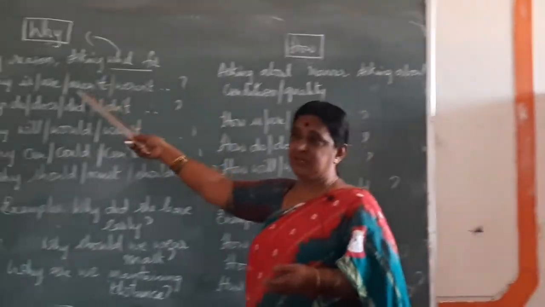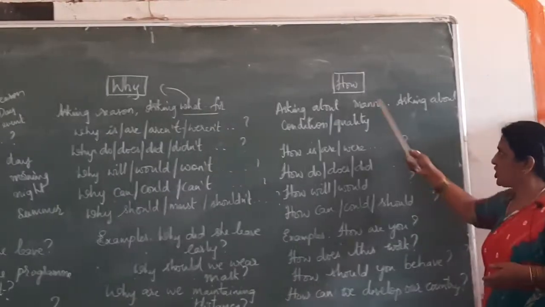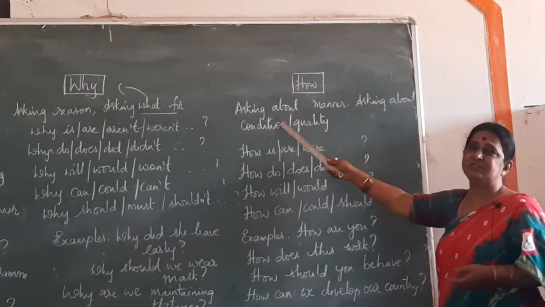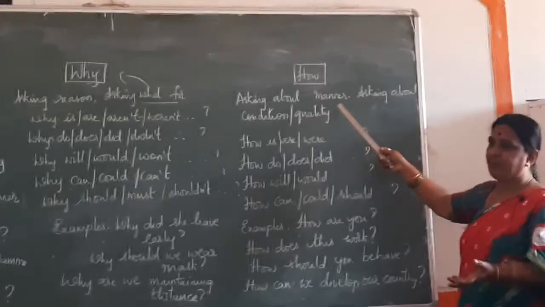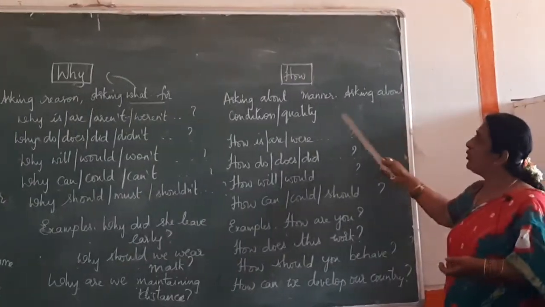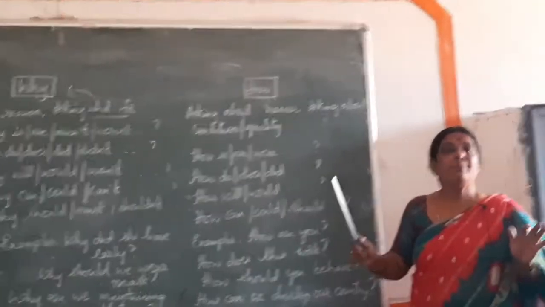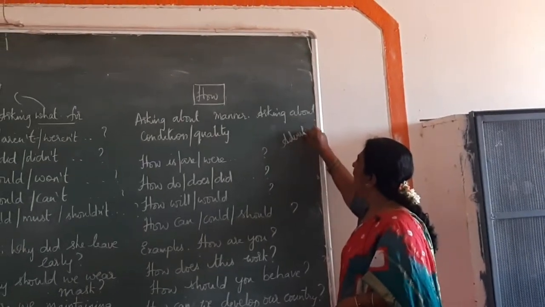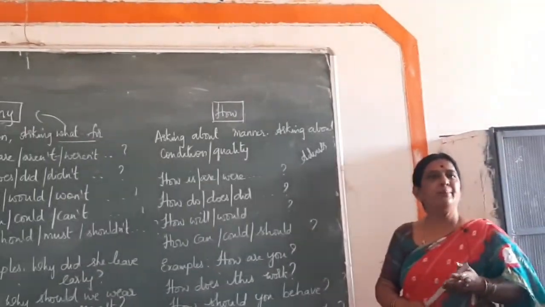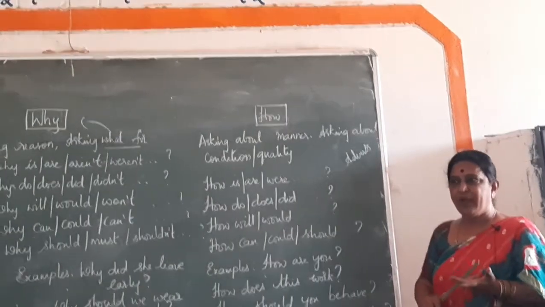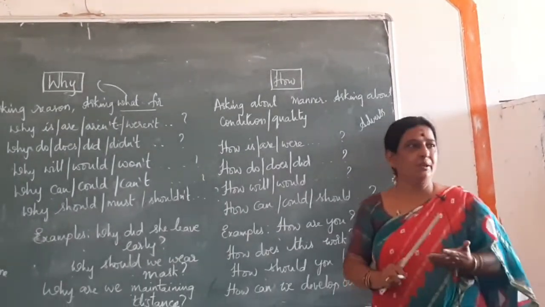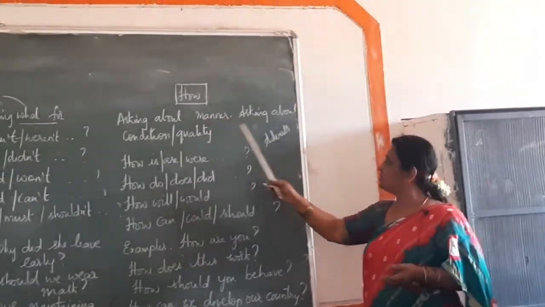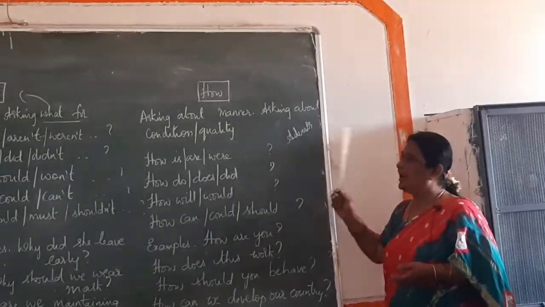Why is asked for asking reason, asking what for. How is a type of question which deals with manner. Manner means in which way, or asking about the condition or quality. Here it basically depends upon the adverbs. I previously told that out of the parts of speech, noun, verb, adverb and adjective take an important role, isn't it? When we ask how, it deals with the question where we come across the adverbs.